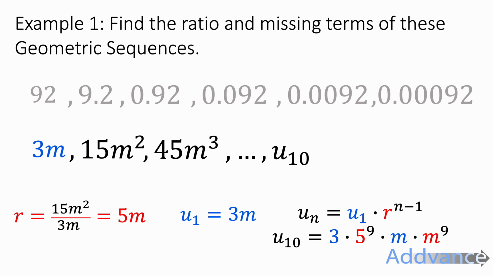We can then split the 3m up, so it becomes 3 times 5 to the power 9 times m to the power 9. If you type all those numbers into the calculator, 3 times 5 to the power 9, you'll get 5,859,375, and m to the power 10 goes on the end. That is the final answer.